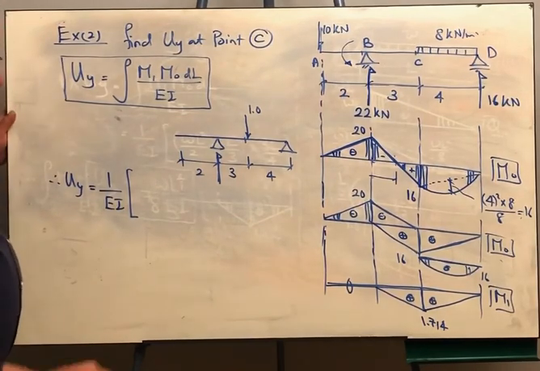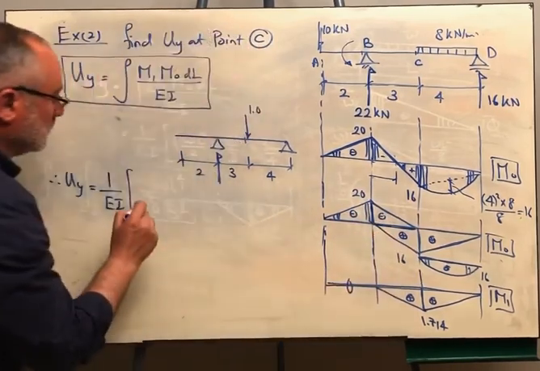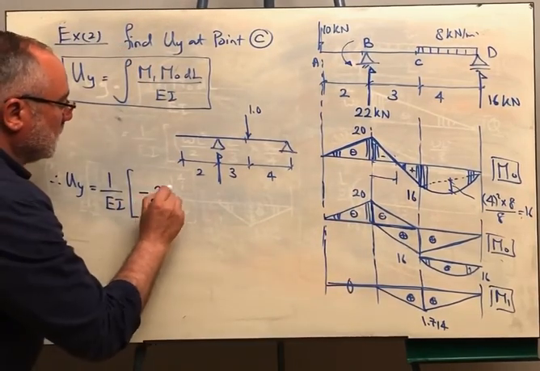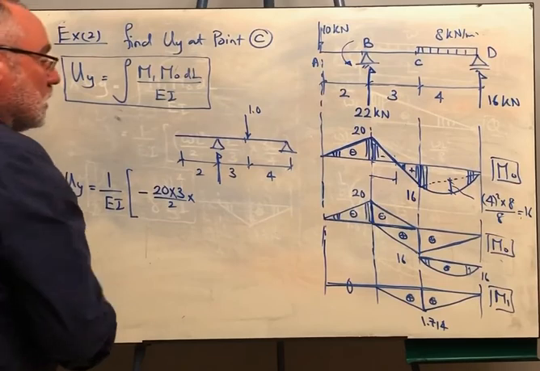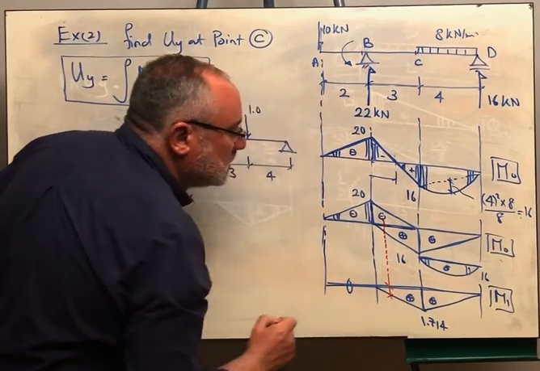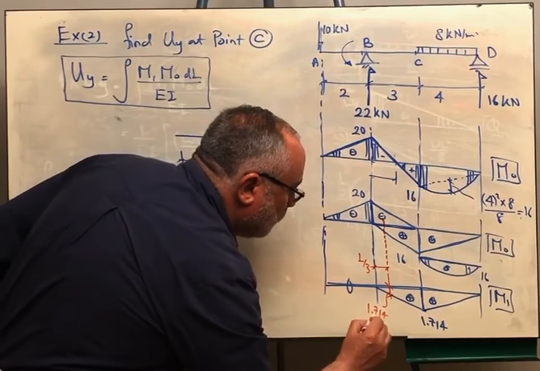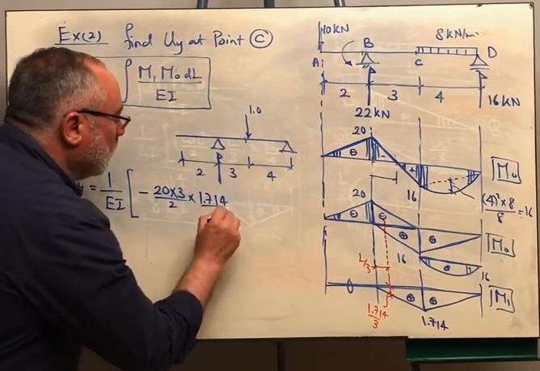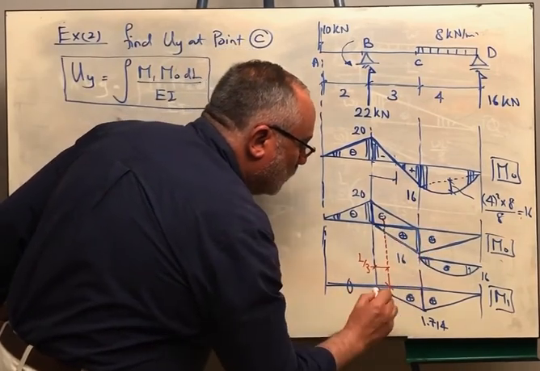So here I will say the area of this triangle is 20 by 3 over 2. I am integrating a negative on a positive, so the result will be negative. So this is 20 by 3 over 2 times the respective ordinate. The centroid is here. When you go to this distance here, you know that this is L over 3. Therefore this part will be 1.714 over 3. Then we are going to integrate the triangle on the triangle.